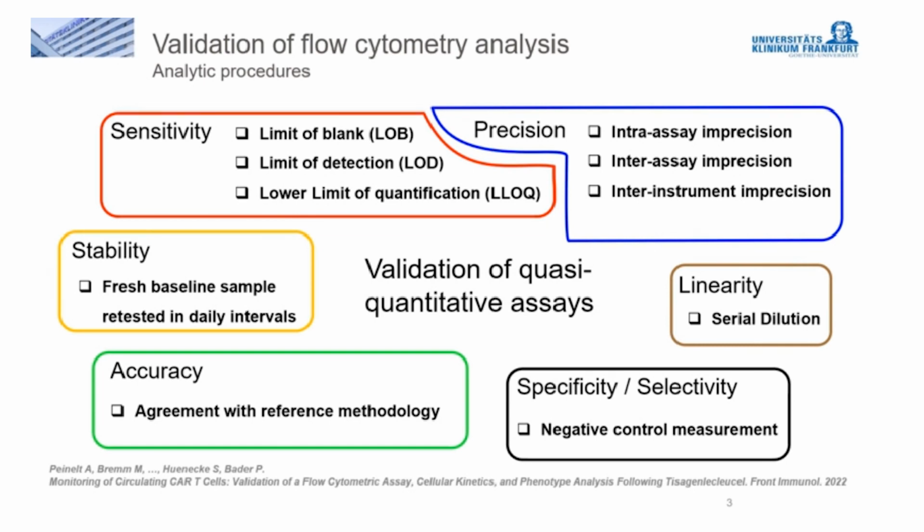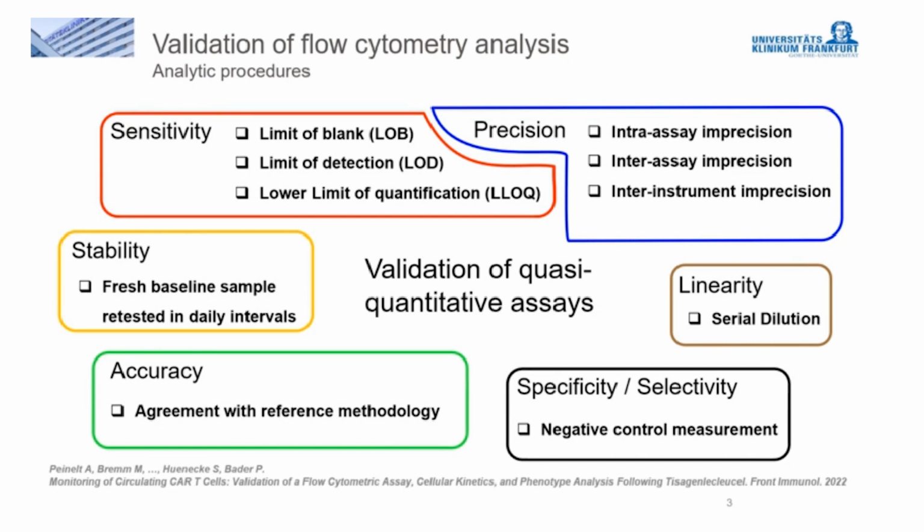As part of the validation of the quasi-quantitative assay, we took a closer look at the following aspects. Sensitivity. Here we calculated the limit of blank, the limit of detection and the lower limit of quantification and showed linearity by serial dilution. Precision was analyzed via intra and inter-assay imprecision as well as imprecision analysis between instruments.